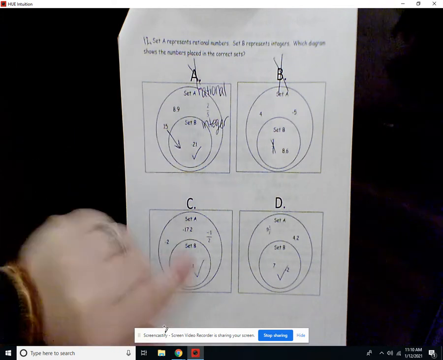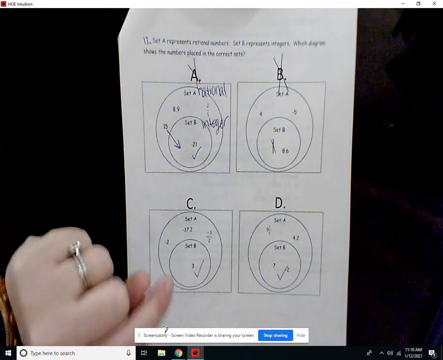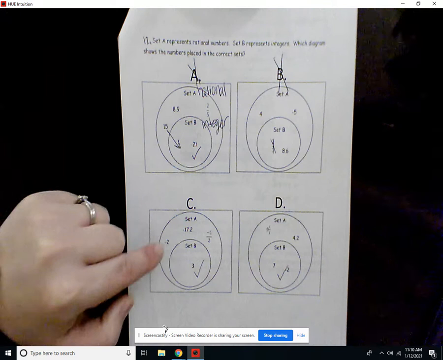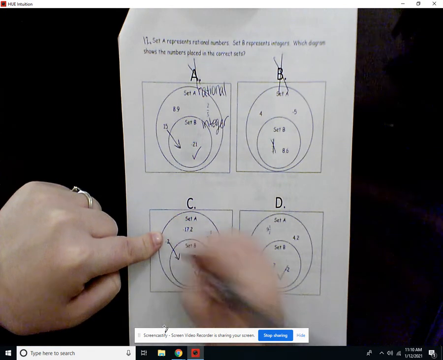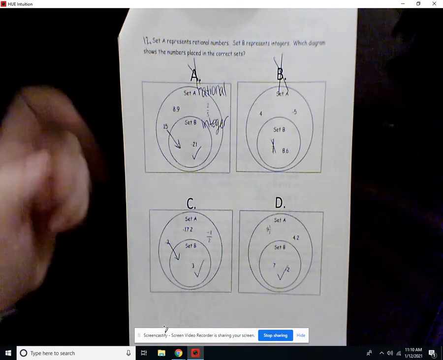For C, again, we want to make sure that they're only integers or they're only rational. So -2 should be an integer. It can be rational, but where does it go first?